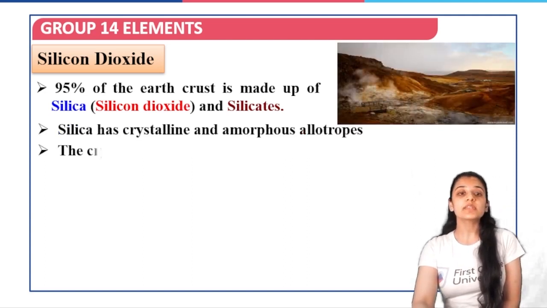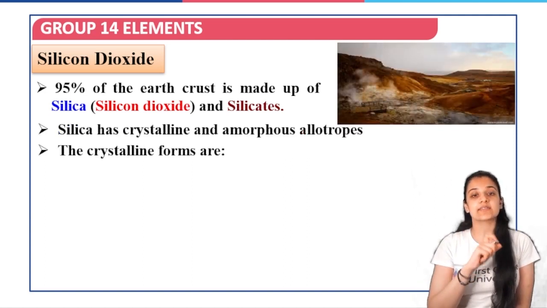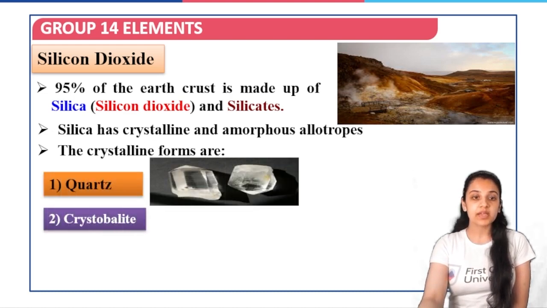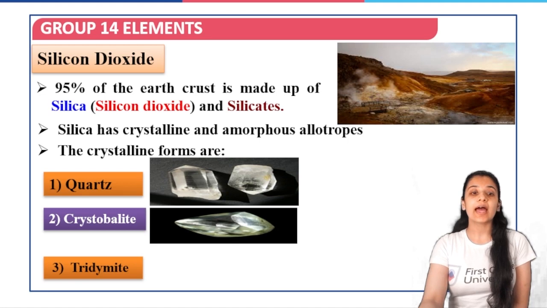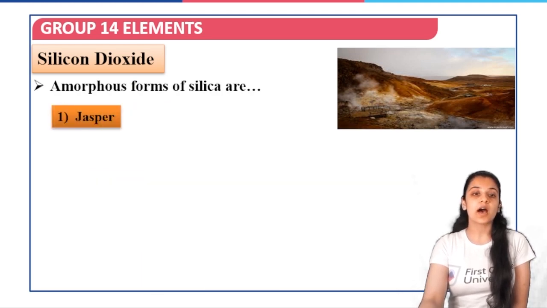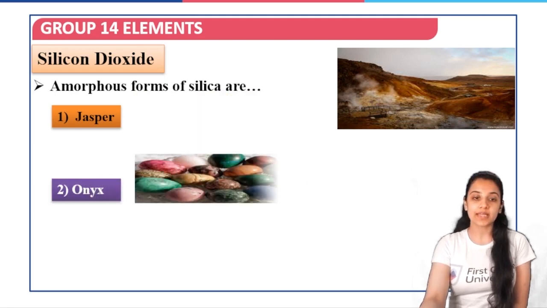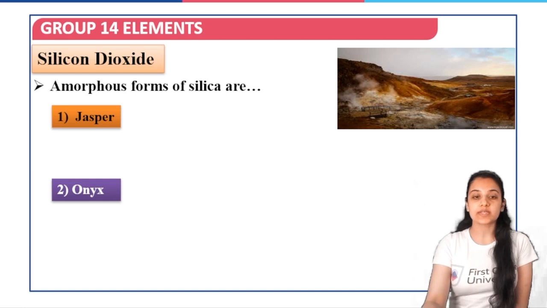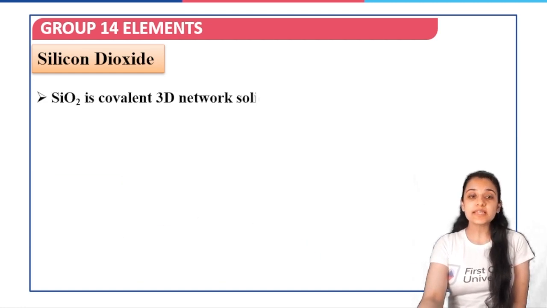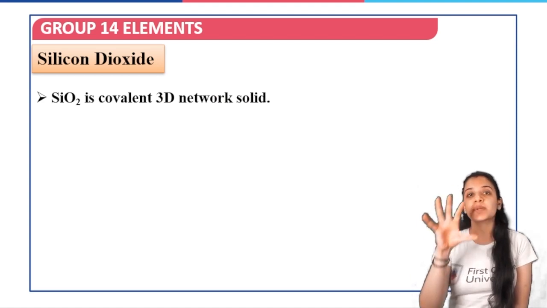Silica has crystalline as well as amorphous allotropes. The crystalline forms are quartz, cristobalite, and tridymite, whereas the amorphous forms are jasper, onyx, and agate. The pictures are being shown to you alongside. This is what it looks like. Now, silica is a covalent three-dimensional network solid.